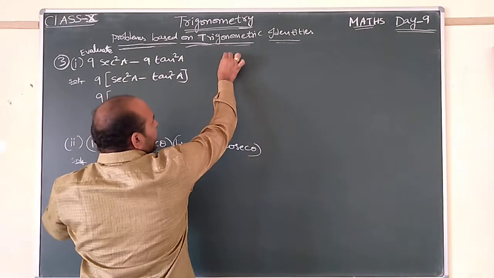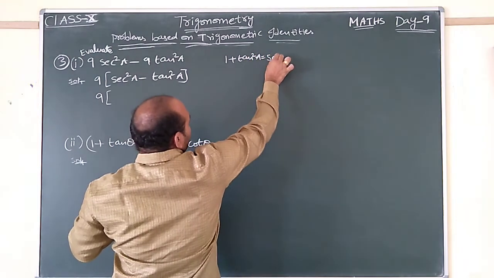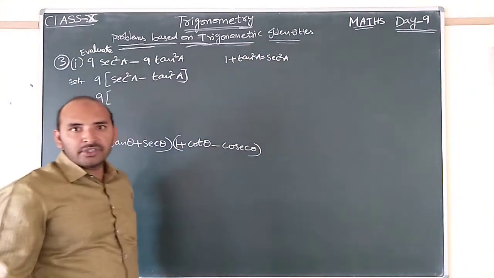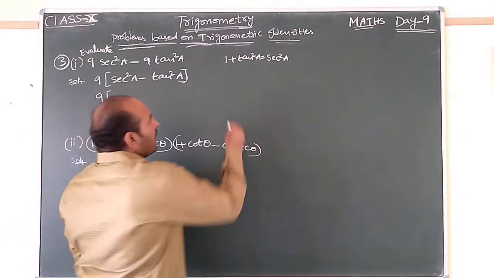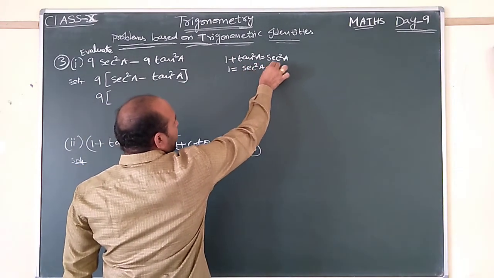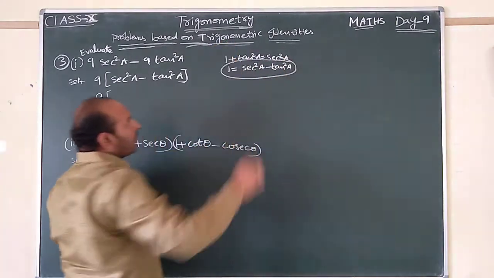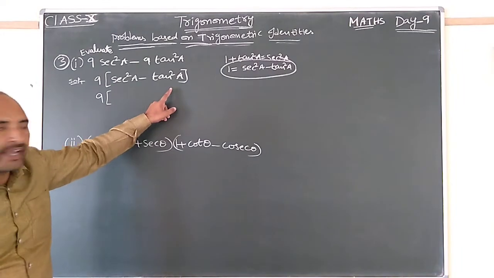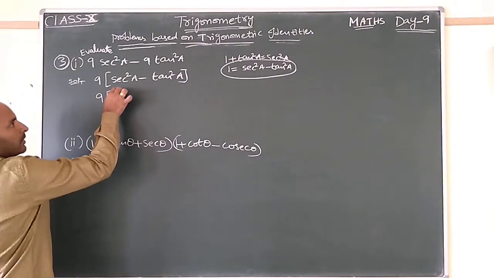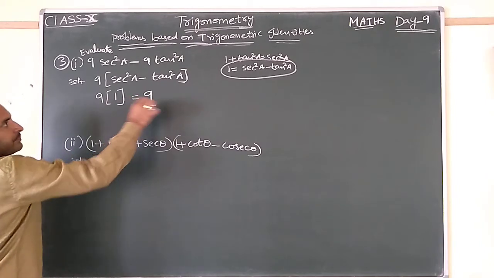What is the second identity? 1 plus tan square a is equal to secant square a. In this formula, 1 is equal to secant square a minus tan square a, taking tan square to this side. So instead of secant square a minus tan square a, we can write 1. So 9 into 1, which is equal to 9.